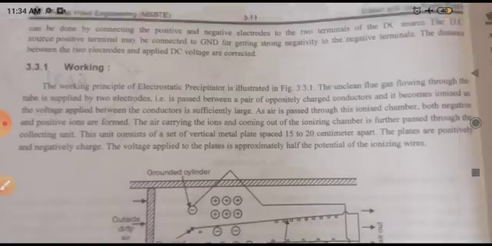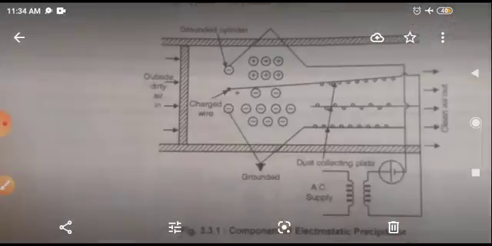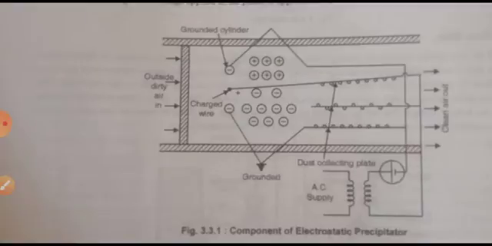Working. The working principle of the electrostatic precipitator is illustrated in the figure. Here you can see the figure. Grounded. Outside dry air enters, a charged wire and ground are given to the plates, and clean air goes out. Dust collecting plates are there.